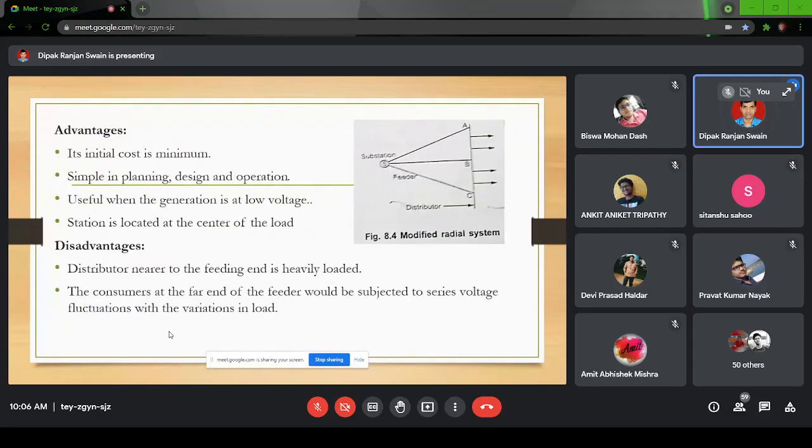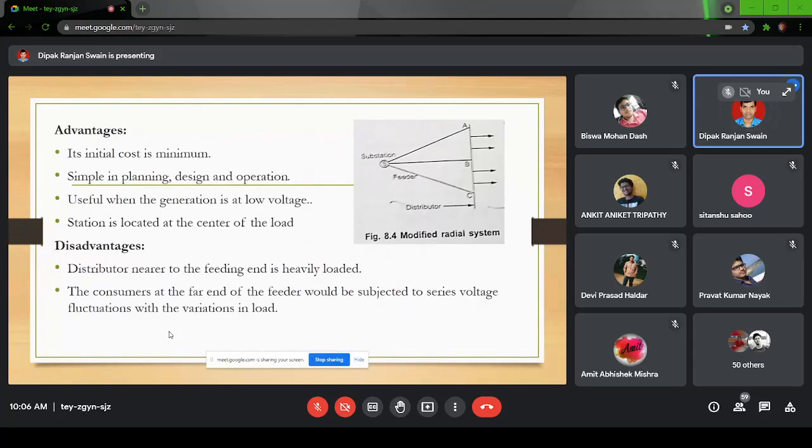Now, as you can see, what are the advantage and disadvantage? Its initial cost is minimum because we don't know where it will expand. Bhubaneswar may expand to the Cuttack side. It may also expand to the Puri side. It may expand up to Khordha side. So sometimes it is not possible to predict the future.